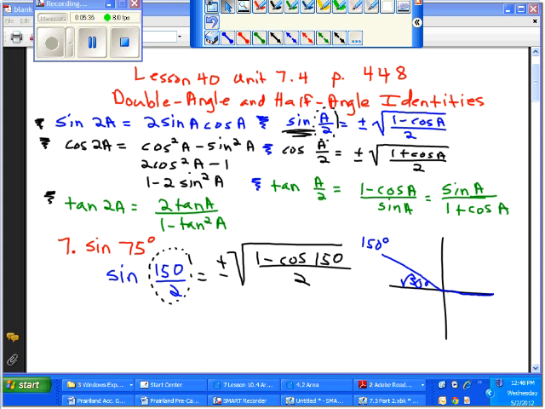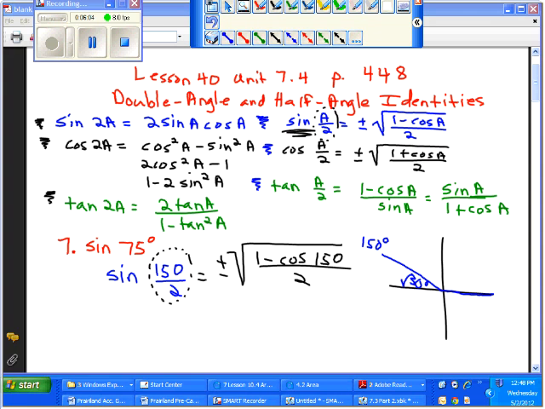So we thought of 75 as being half of 150. And so then we went to the sine of half of an angle, A divided by 2. The 150 was the A. So then we have plus or minus the square root of 1 minus cosine A over 2, the A being the 150. Understand that? Now, what we can do here is figure out what the cosine of 150 is.